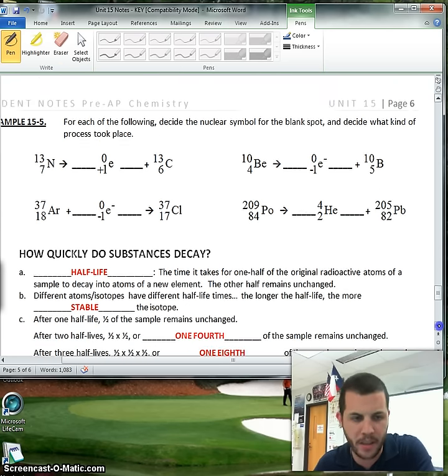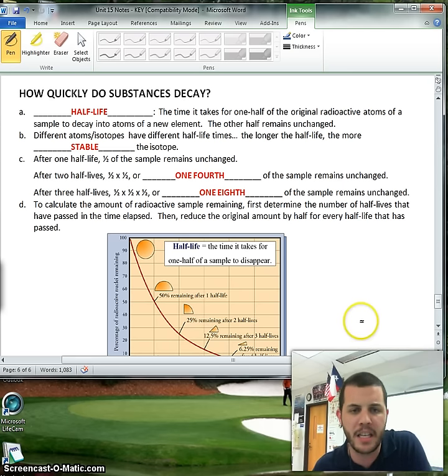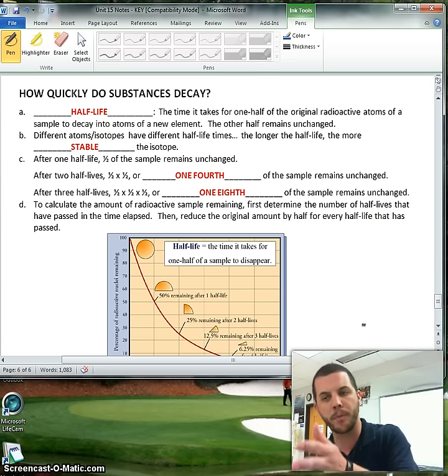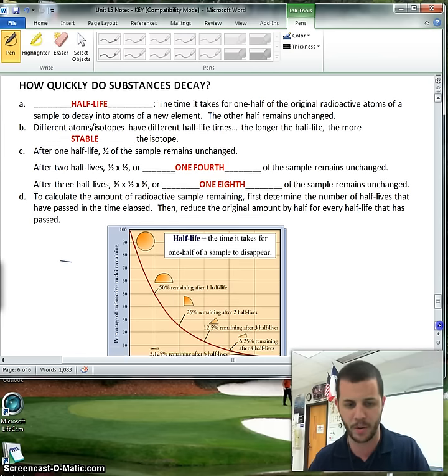We have one more topic to discuss, and that is substances actually decaying, which is going to be the topic of half-life. And half-life is the time that it takes for 1/2 of your original radioactive substance to decrease by 1/2 of its amount. Okay, so if you start with 10 grams, how long does it take to get down to 5 grams? And then how long does it take to get to 2.5? And then to 1.25, and so on and so forth. Okay, that's what we mean by half-life. So after 2 half-lives, you only have 1/4 of the original amount left. After 3 half-lives, you have 1/8 of the original amount left, so on and so forth.